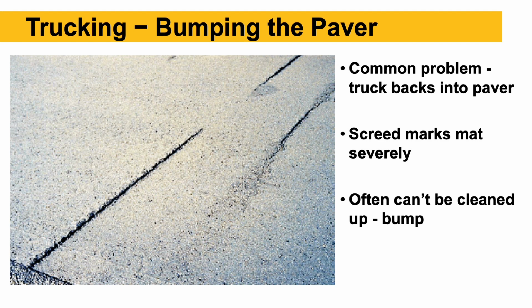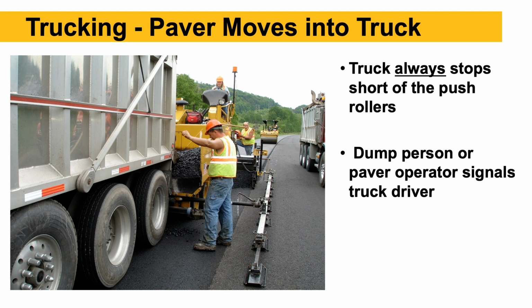So this picture shows what happens to the mat, where the screed digs into the mat when a truck backs up and hits the paver. It forces the screed back. That bump you see in the picture here, not likely going to come out even after rolling. So it ends up being a bump in the mat when the truck backs up into the paver. So the paver moves into the truck. You've got a dump man shown in this picture. He's giving signals to the truck driver when to stop. So that truck will stop. The paver will move and actually pick up that truck.